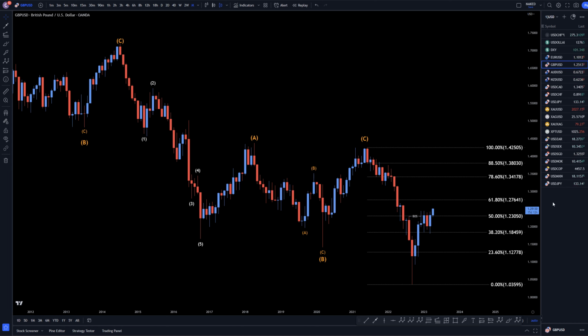Today is Thursday, April 13th, and I'm going to be analyzing the pound US dollar starting on the monthly, working my way down to the 1 hour time frame.